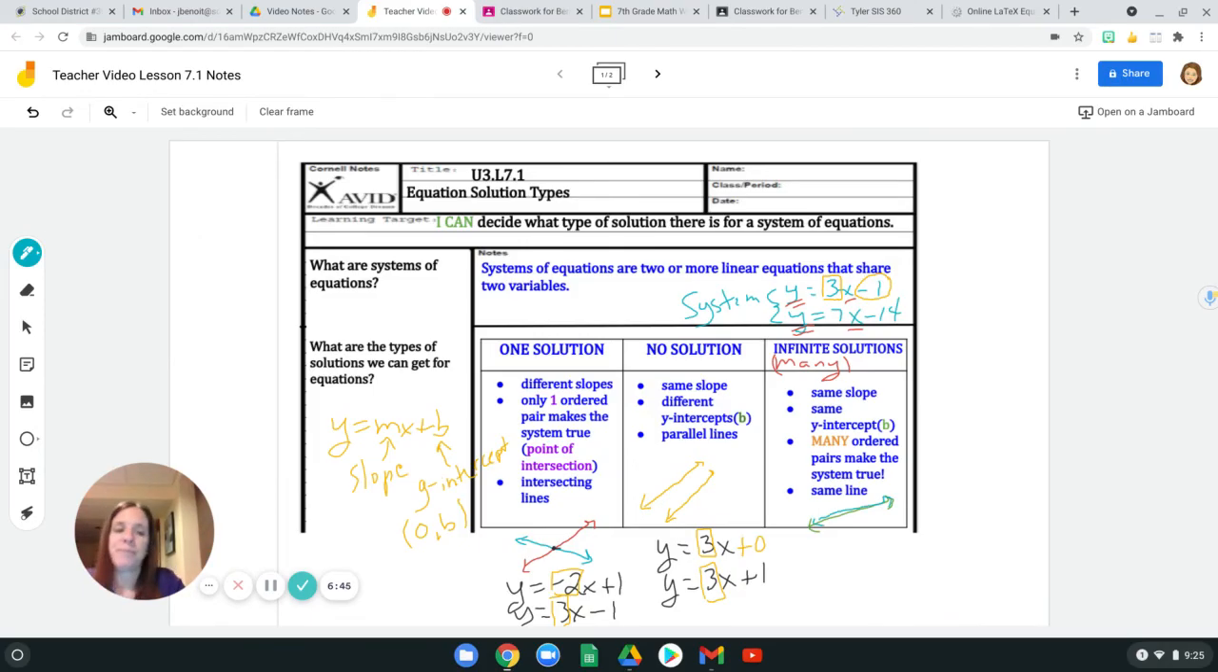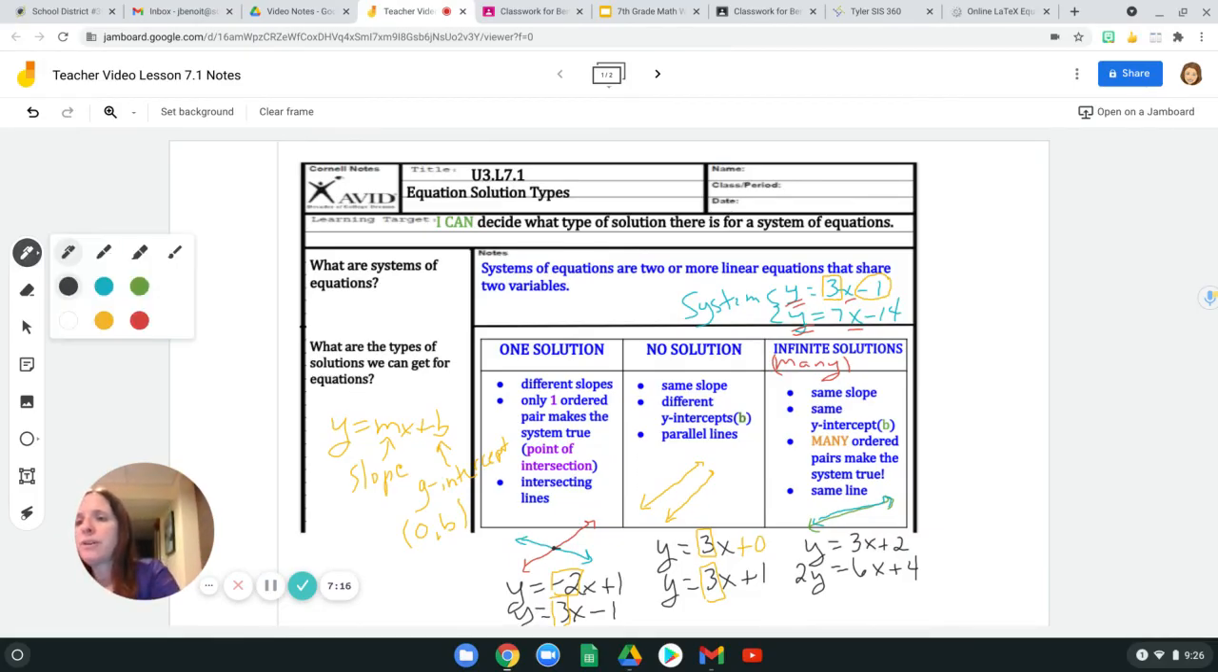So let's say in our system, we have y equals 3x plus 2. And then we have 2y equals 6x plus 4. Now, in this system, one of the linear equations is already in slope-intercept form, and that's what we need to be looking at. The second one is not, because that y has a coefficient of 2. So we would need to convert that second equation to slope-intercept form by dividing both sides by that coefficient of 2.